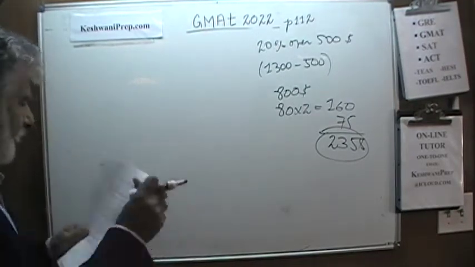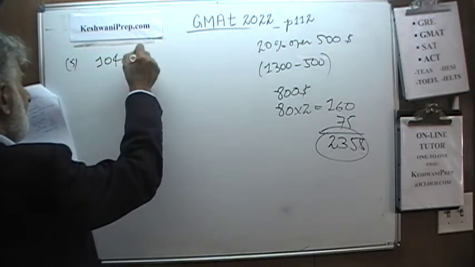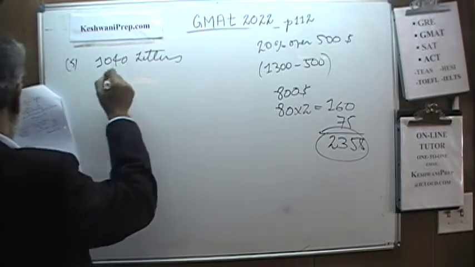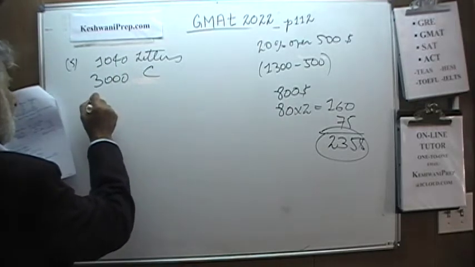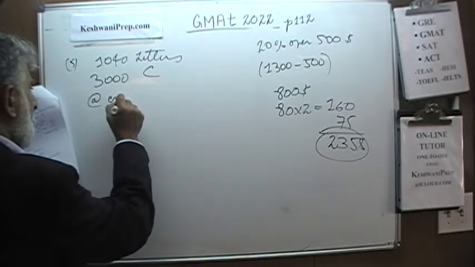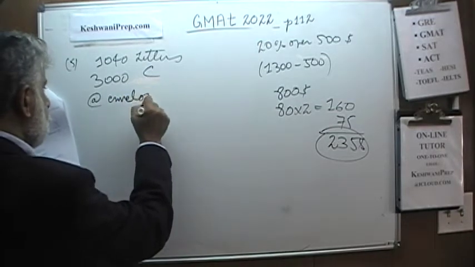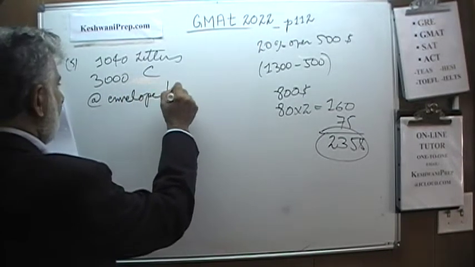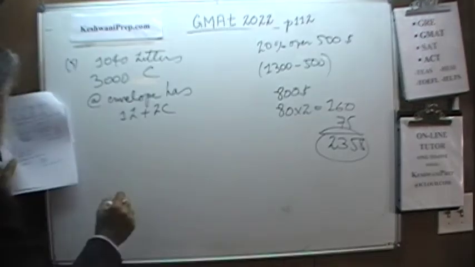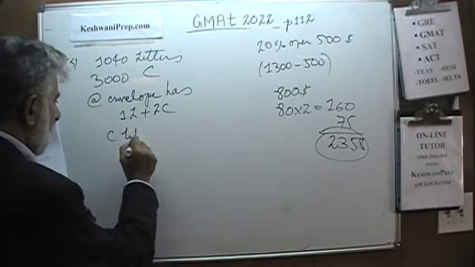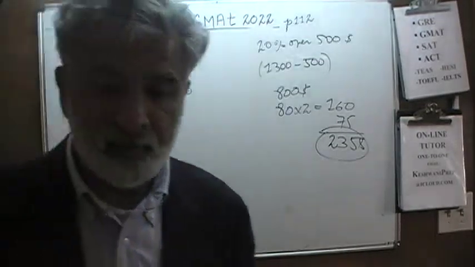In number 5, we are told that we have 1,040 letters, we have 3,000 coupons, and each envelope has one letter and two coupons. The question simply is, how many coupons are we going to have left over?